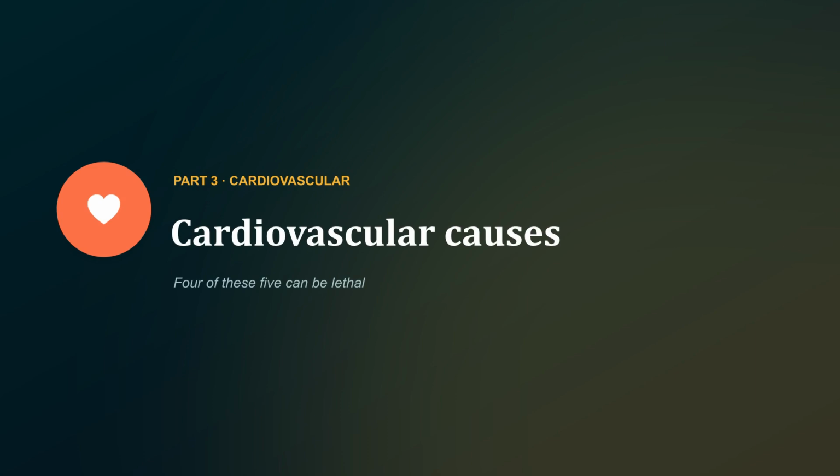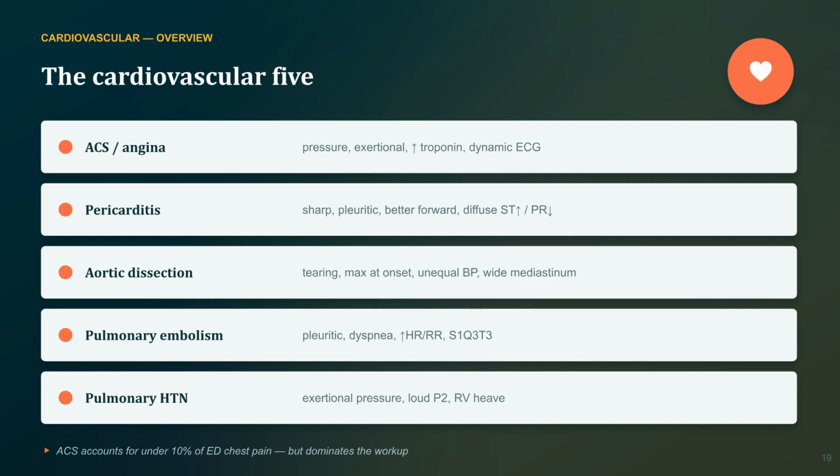We begin with the cardiovascular family, where 4 of the 5 main conditions can be lethal. Learning the specific patterns for acute coronary syndrome, pericarditis, aortic dissection, and pulmonary embolism is crucial for guiding your evaluation. Here is an overview of the cardiovascular 5.